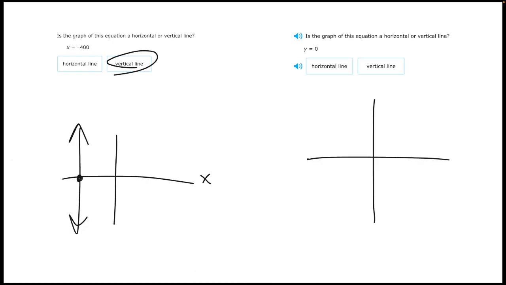For this last problem, it crosses the y-axis at 0. So it's going to go like this, right on top of the x-axis, coming across the y-axis like this. And so this is a horizontal line.